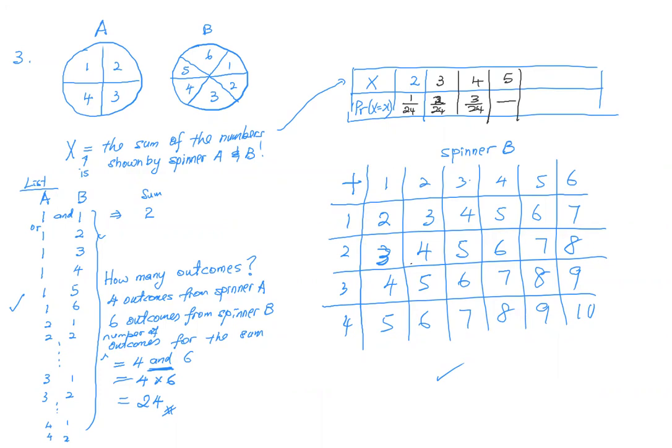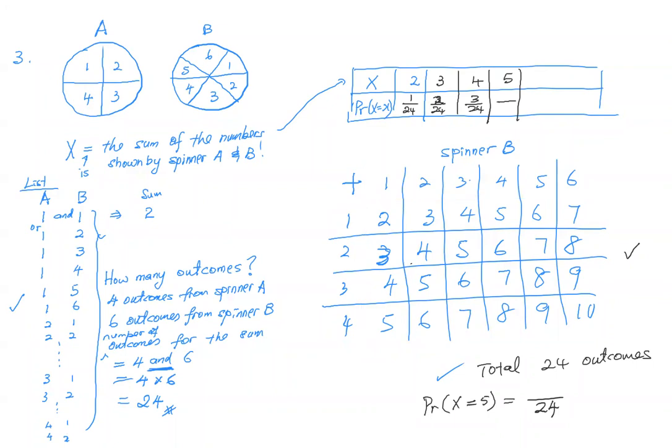What is the probability of getting the sum of 5? The probability means here I have a total of 24 outcomes. Correct? So when you talk about the probability of X equal to 5, it definitely has to be over 24. So look at this table here. How many times does 5 appear?